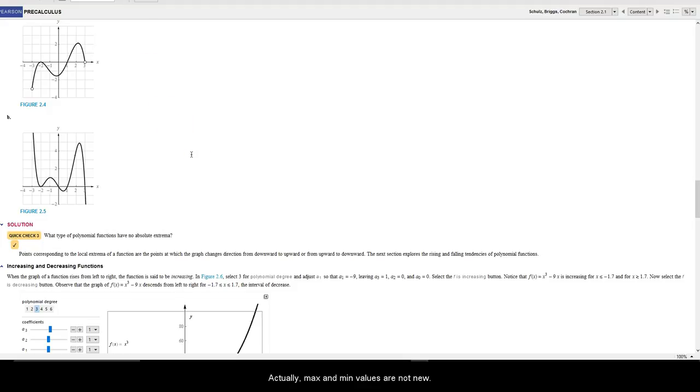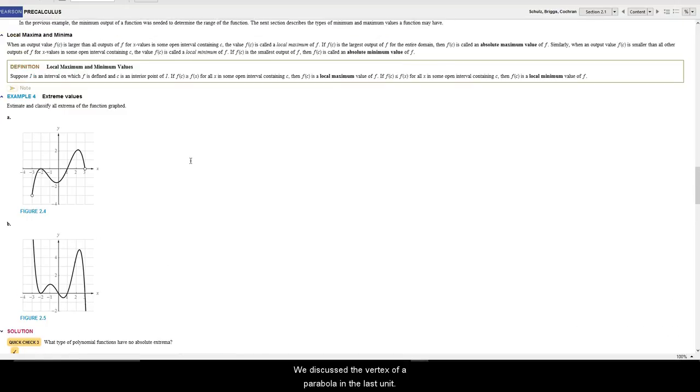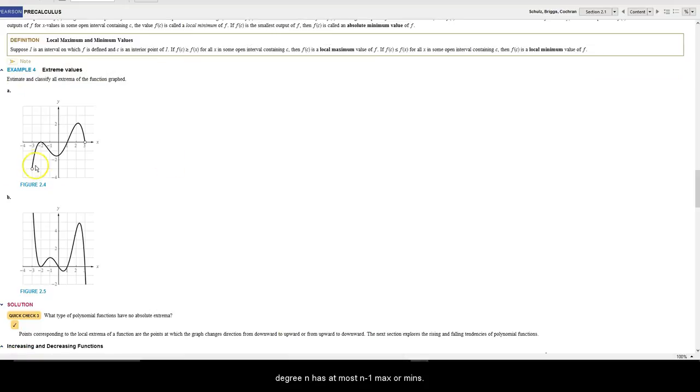Actually, max and min values are not new. We discussed the vertex of a parabola in the last unit. A parabola just has one max or min, whereas a polynomial of degree n has at most n minus 1 max or mins. Another term for extrema is turning points. This is mentioned in the lecture notes we'll look at later.